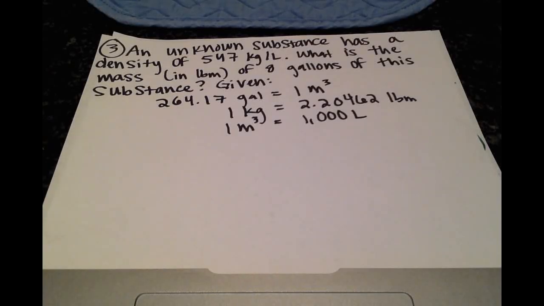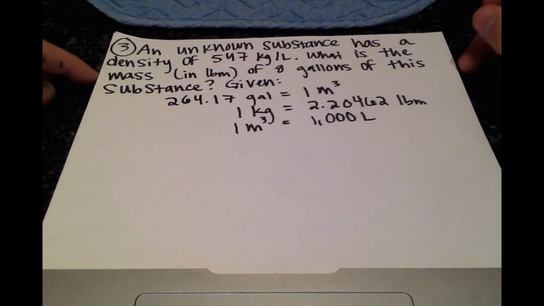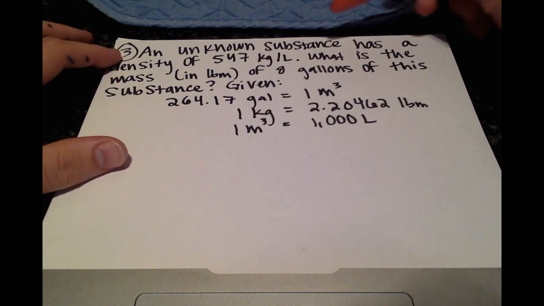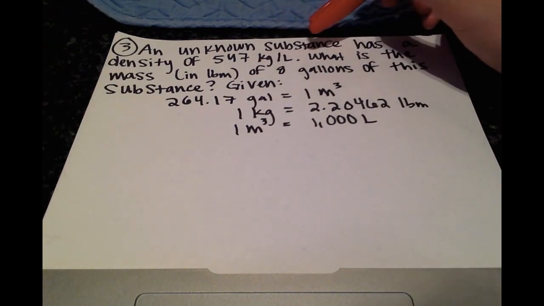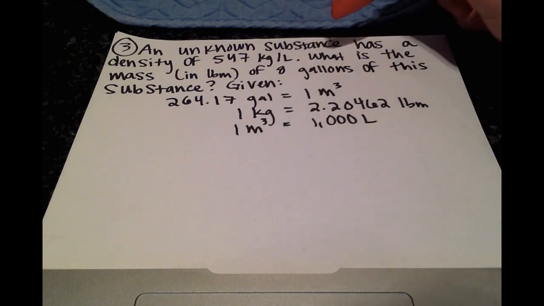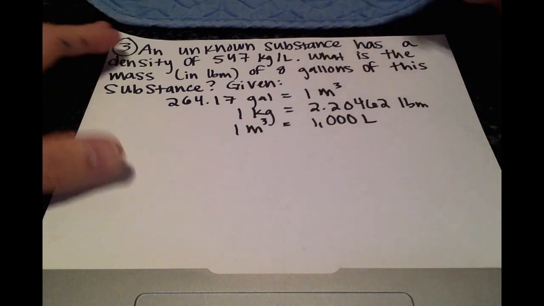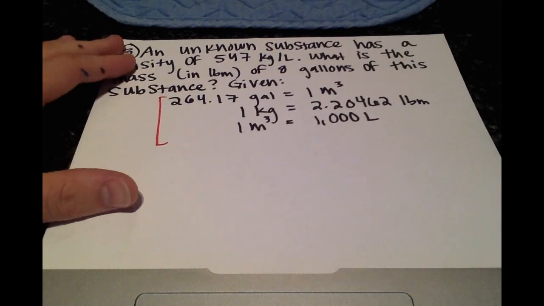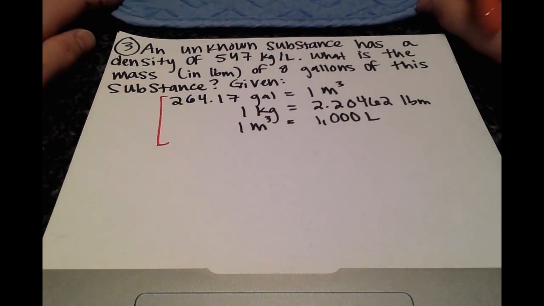Hello, we're back with some more unit conversion problems, and this one reads, an unknown substance has a density of 547 kilograms per liter. What is the mass in pound mass of 8 gallons of this substance? And we are given some unit conversions here, which is very convenient.